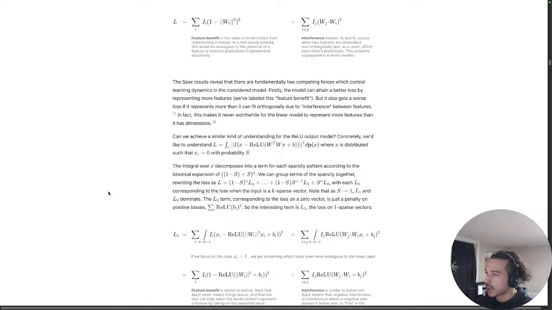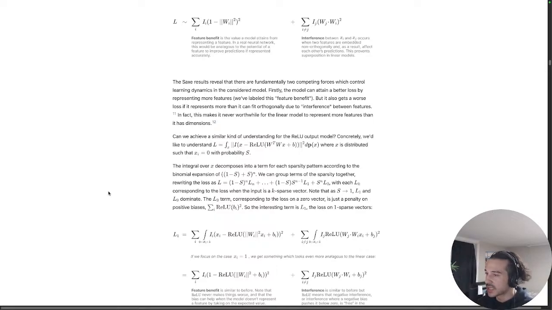Firstly, the model can attain a better loss by representing more features. We've labeled this feature benefit. But it also gets a worse loss if it represents more than it can fit orthogonally, due to interference between features. In fact, this makes it never worthwhile for the linear model to represent more features than it has dimensions. Can we achieve a similar kind of understanding for the ReLU output model?